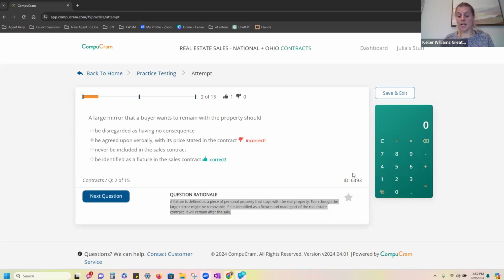Yeah, even if it's not attached. So similar to that would be like the refrigerator or the washer and dryer or microwave. So if the buyer wants the large mirror to remain with the property, they will put it in as a fixture in the sales contract, just like they would put the washer and dryer as included as well. This is kind of a poorly written question because normally with items like this, you would put it on a bill of sale. But for this specific one, how you put it in a contract, that would be the best way to do so.